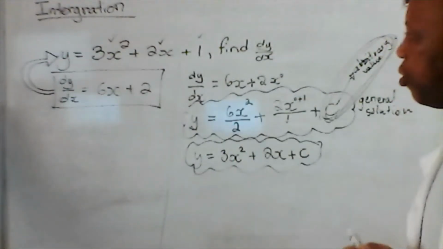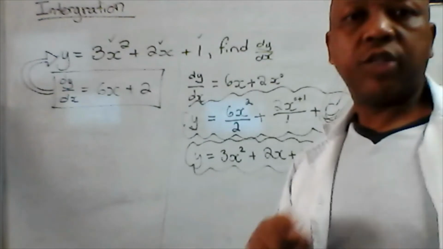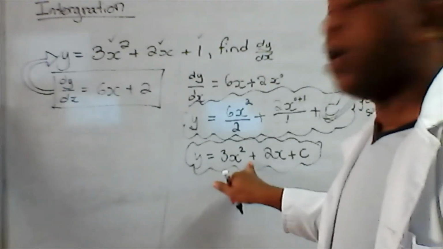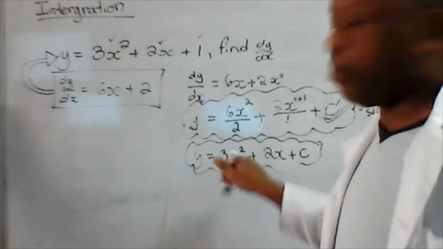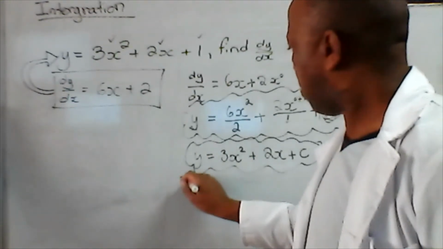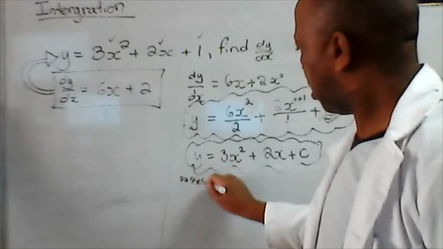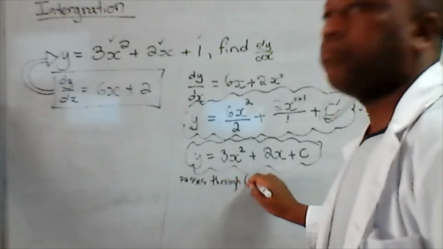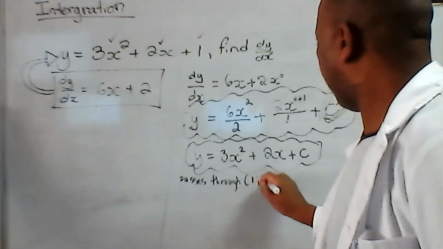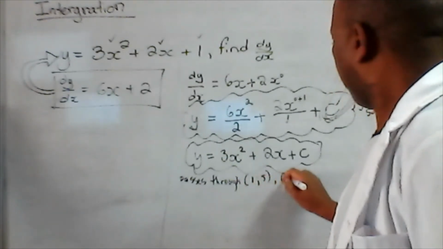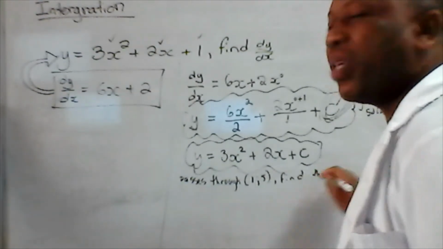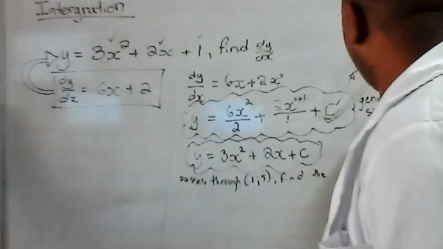The following question now, or a sub question to this, follow-up question to this. Suppose now you are told that this curve passes through a certain point. Okay, this curve passes through 1 and 5. Find the specific solution, not the general solution now.